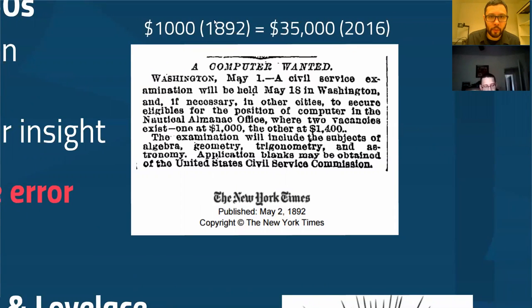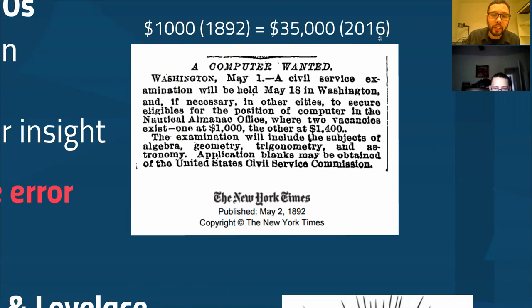$1,000 might sound like a lot of money. $1,000 in 1892 money is about $35,000 today. So, I mean, it's a real job, it's a real salary, but it's not a great salary. This is not high-skilled professional work. Most engineering students, if you want to become an engineer, you probably want to be making more money than $35,000.